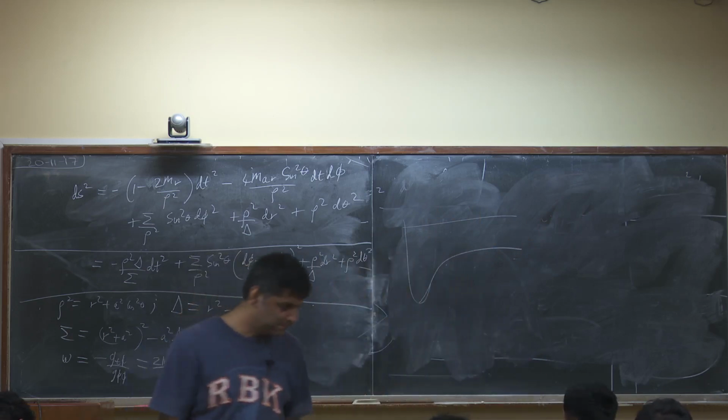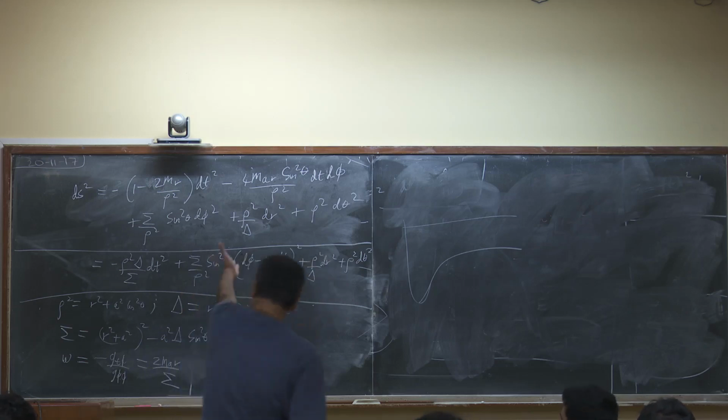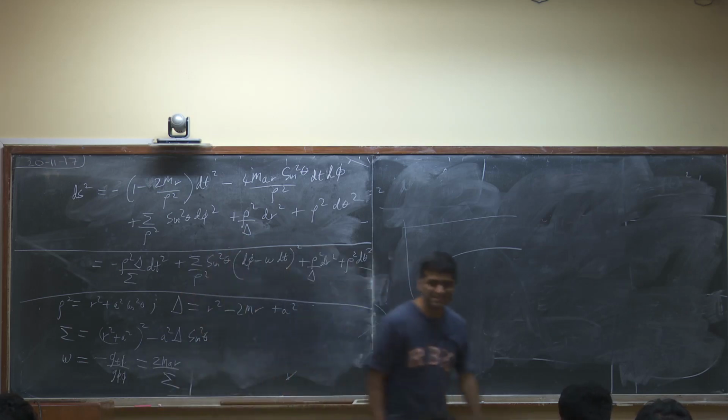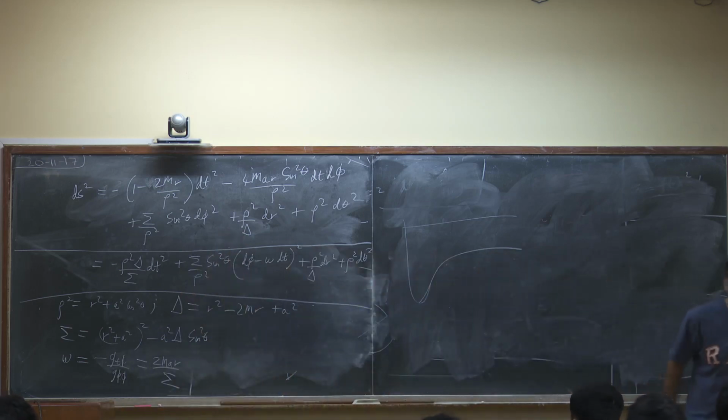So you will have two Killing vectors. And this is the only solution. So only the time-like symmetry is forced and the angular one comes about as a bonus? Yes.